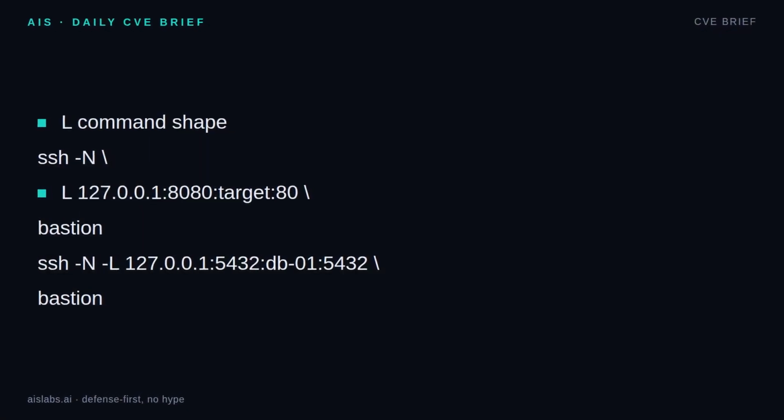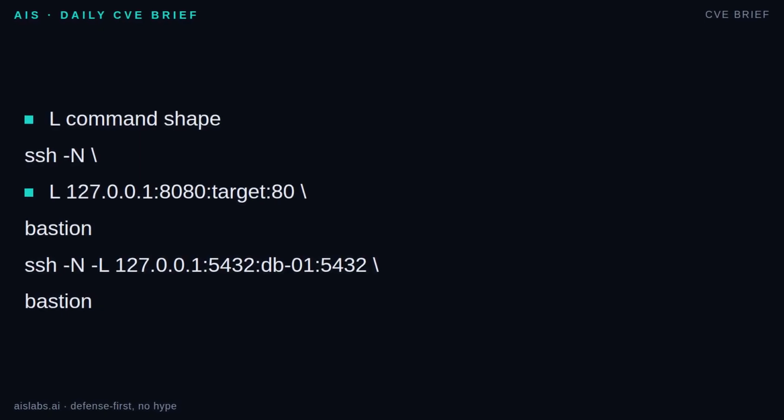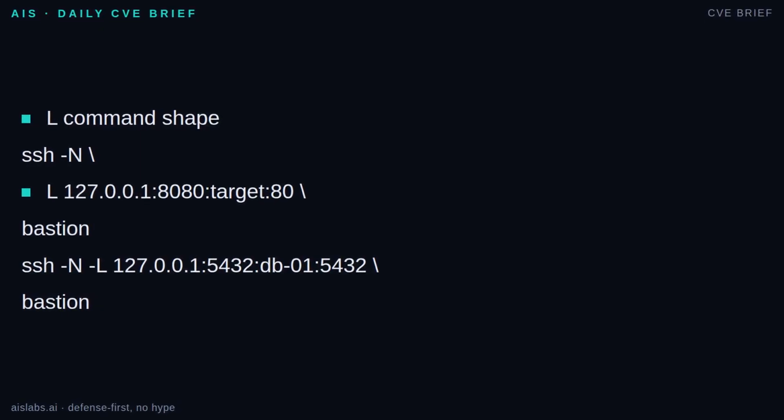Here are the exact lines. The first command starts SSH without running a remote shell because of -N. The -L argument has three parts after the optional bind address: local port, target host, and target port. I wrote 127.0.0.1 explicitly, so the listener stays on loopback.